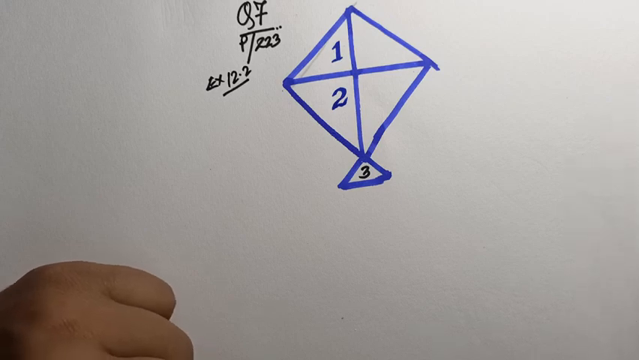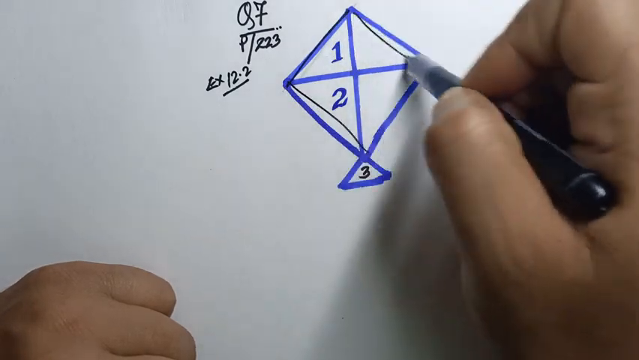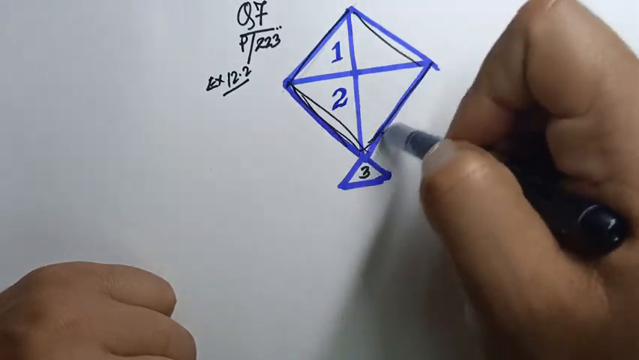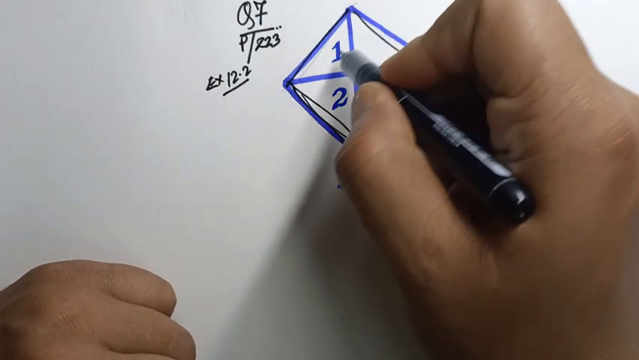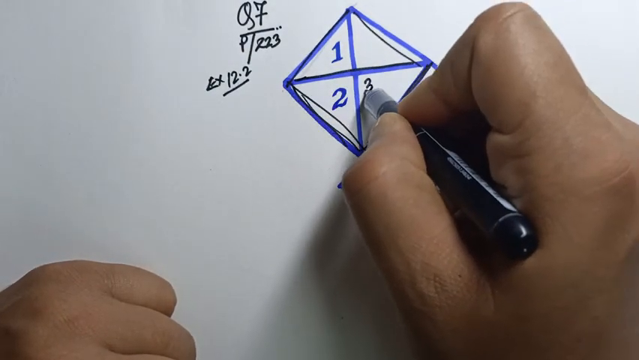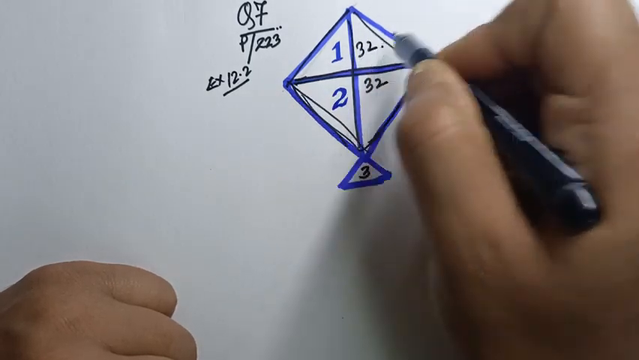Okay, today we will look into question number 7 of exercise 12.2. The question is, a kite is in the shape of a square, with diagonal 32. So the diagonal is 32 centimeter. This diagonal is also 32.